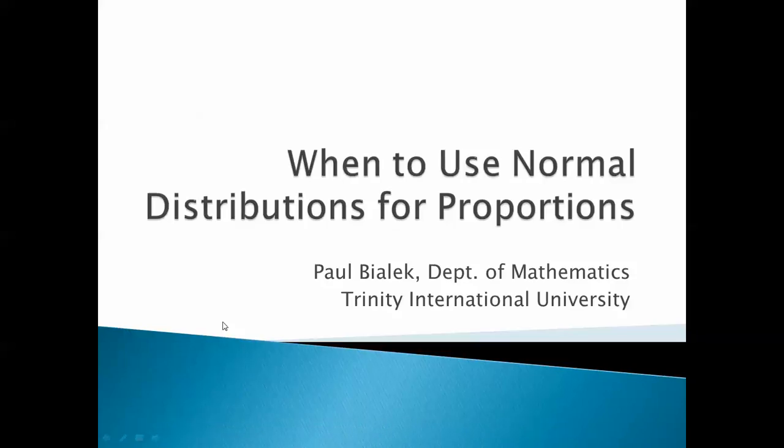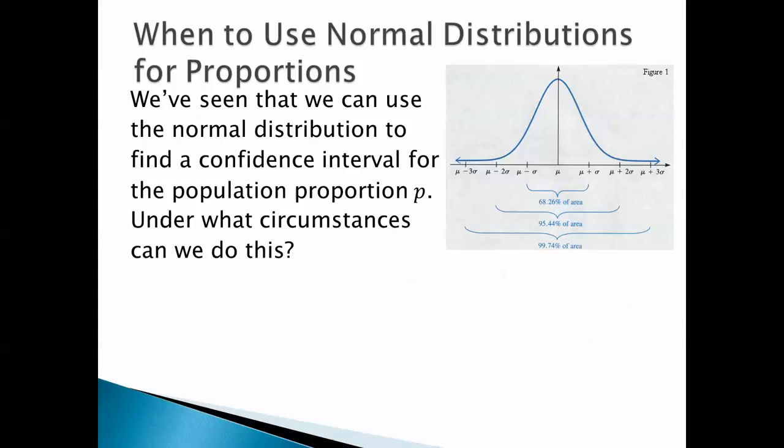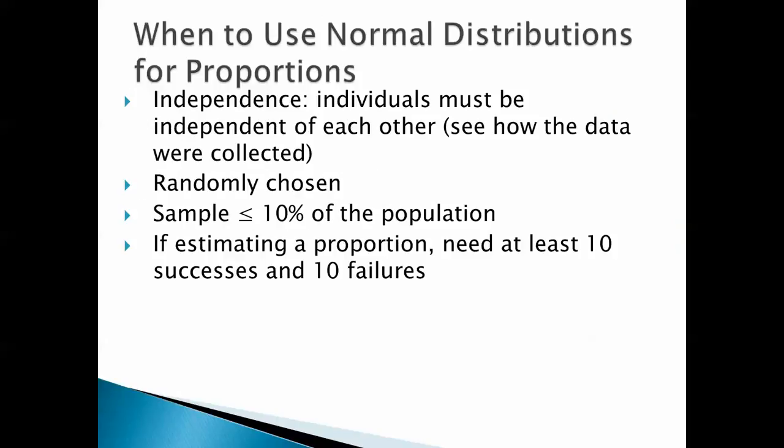Let's talk about when to use the normal distribution for proportions. We've seen that we can use the normal distribution to find a confidence interval for the population proportion p. Under what circumstances can we do this? In other words, when can we use the normal distribution to do this?